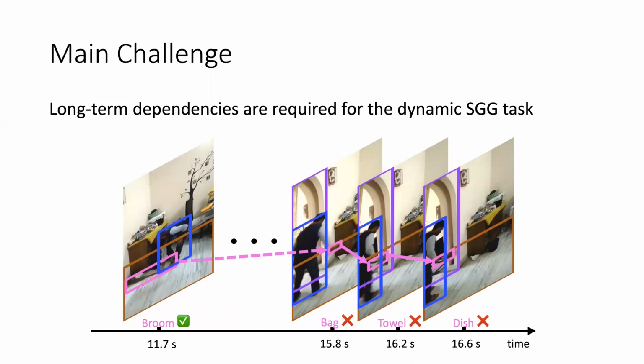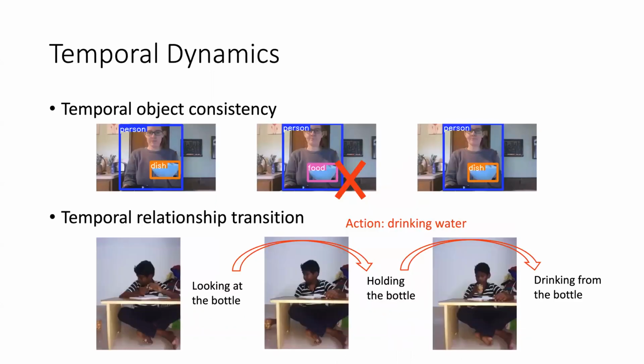Due to the occlusion and fast movement, the scene graph is usually hard to infer through the local temporal context. Therefore, in this work, we hypothesize that capturing the long-term dependencies is the key to dynamic scene graph generation.